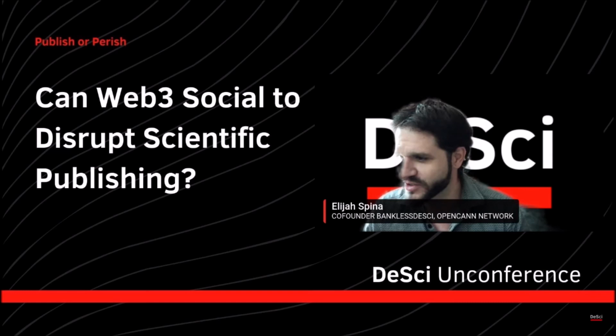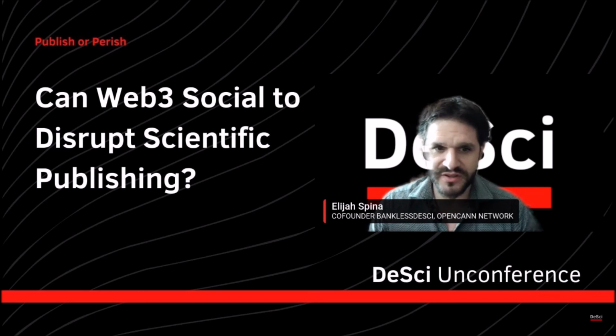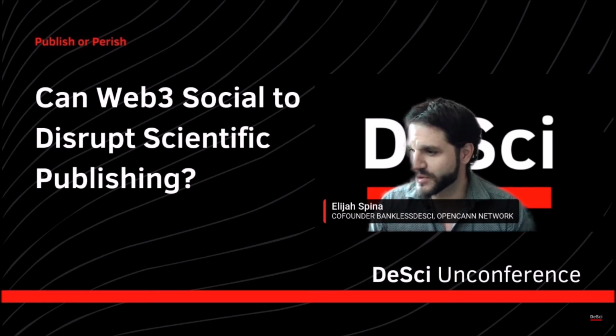And so I want to do a brainstorm session where we go through and brainstorm different features of Web3 social that we think could impact scientific publishing. And then the last couple minutes of the session, we will vote on which ones we think are most interesting or going to be most impactful.